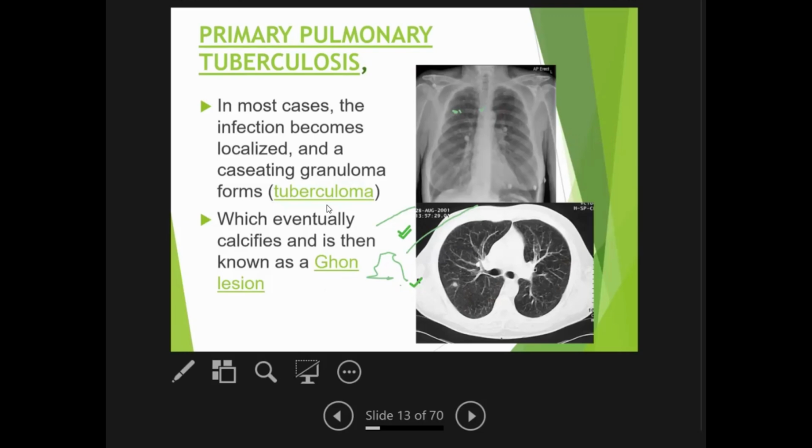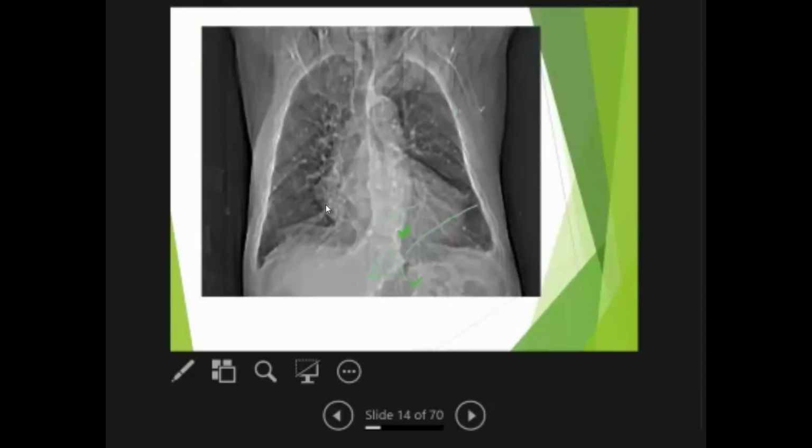Then most of the primary infections become localized and develop into a small granuloma or small nodular pattern, which we call a tuberculoma. Then eventually they calcify, and we call it a Ghon focus. If you look at this area, you can see small nodules, 1 to 2 millimeter in size, here. And this is another patient with gross changes with multiple small areas of calcification, called focus of tuberculoma calcification.